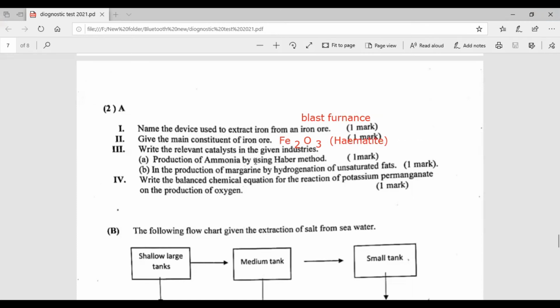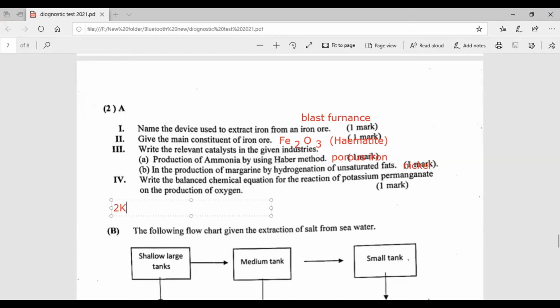Write the relevant catalyst in given industries. Production of ammonia by using the Haber method. The name of the catalyst is porous iron. Next, in the production of margarine by hydrogenation of unsaturated fats, the catalyst is nickel.